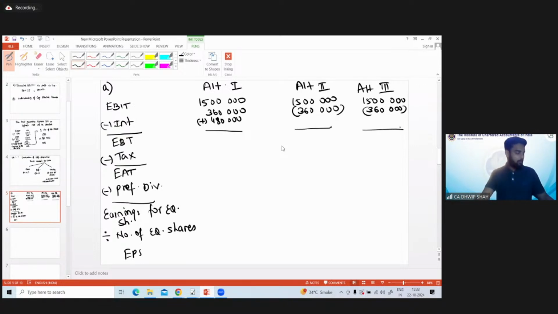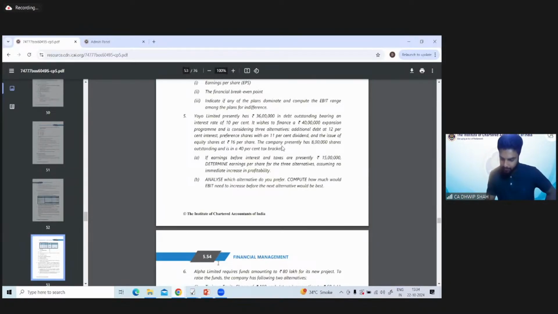So can you tell me EBT? EBT is 15 minus 360 minus 480, 660 under alternative 1, 1140 alternative 2 and 1140 alternative 3. Tax rate is how much? Tax rate is at 40%.